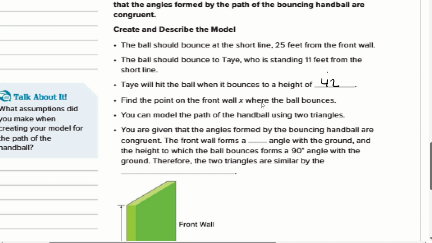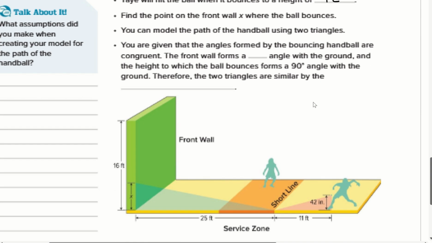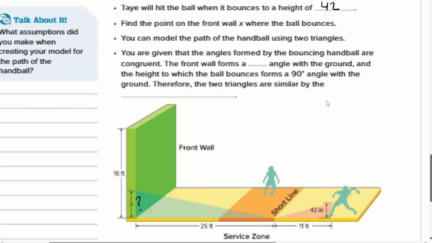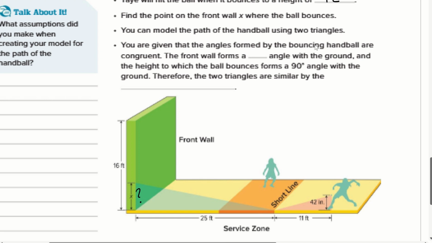Find the point on the front wall, X, where the ball bounces. So we need to figure out, okay, what is this height where the ball bounces? So if you were to throw it and then the ball bounces, where does it hit on the wall? You can model the path of the handball using two triangles. You're given that the angles formed by the handball are congruent. That's what they said in the problem.